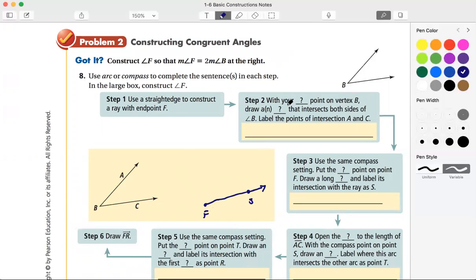Next one. With my compass at the vertex B, draw an arc that intersects both sides of B. So I'm going to put my compass here, and I'm going to draw an arc that intersects both of these, like this. Label the points A and C. Step 3, use the same compass setting and put the compass point on point F, so I'm going to put it right here, draw a long arc, and label its intersection with the ray S. So there would have been arc S.